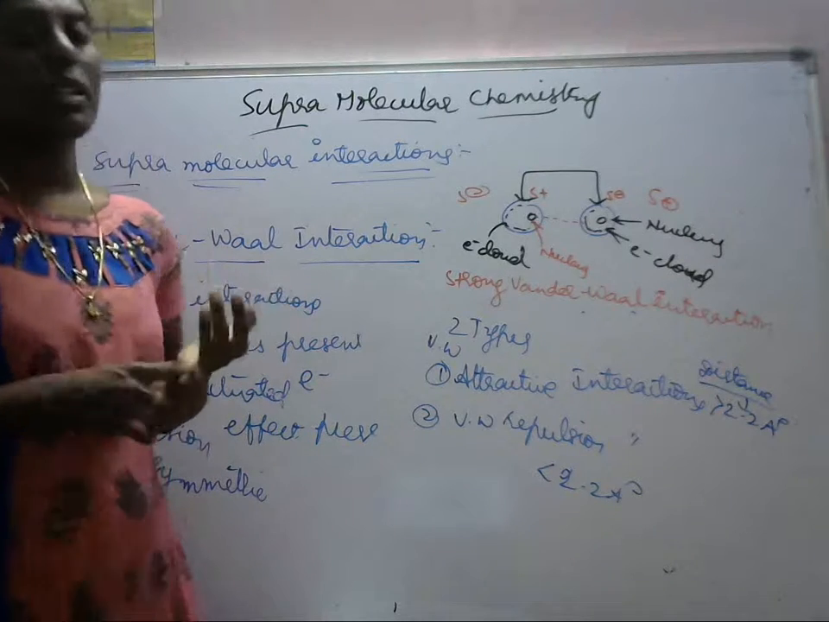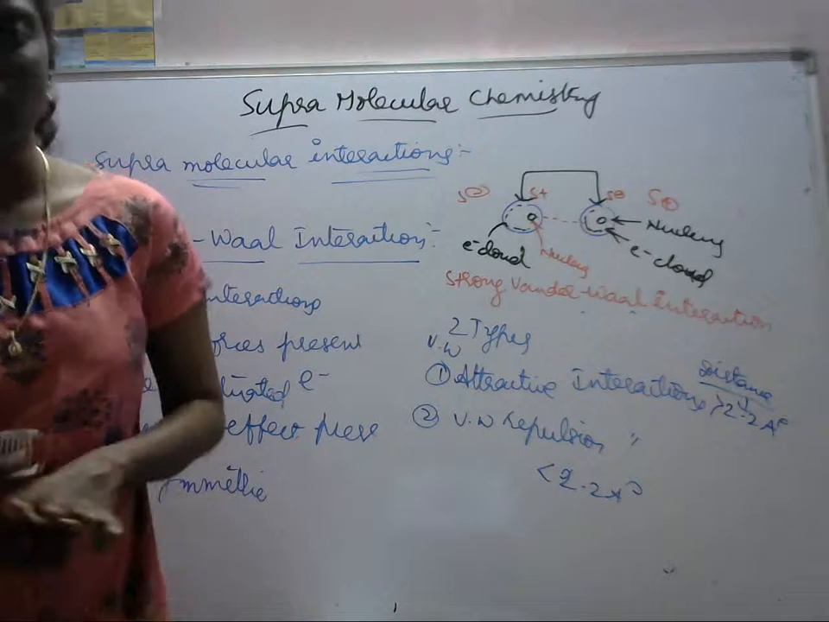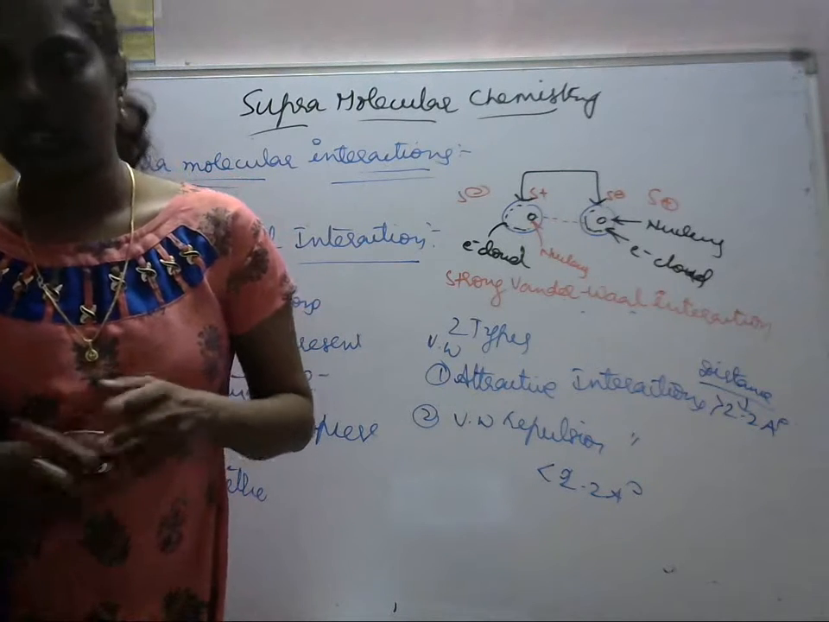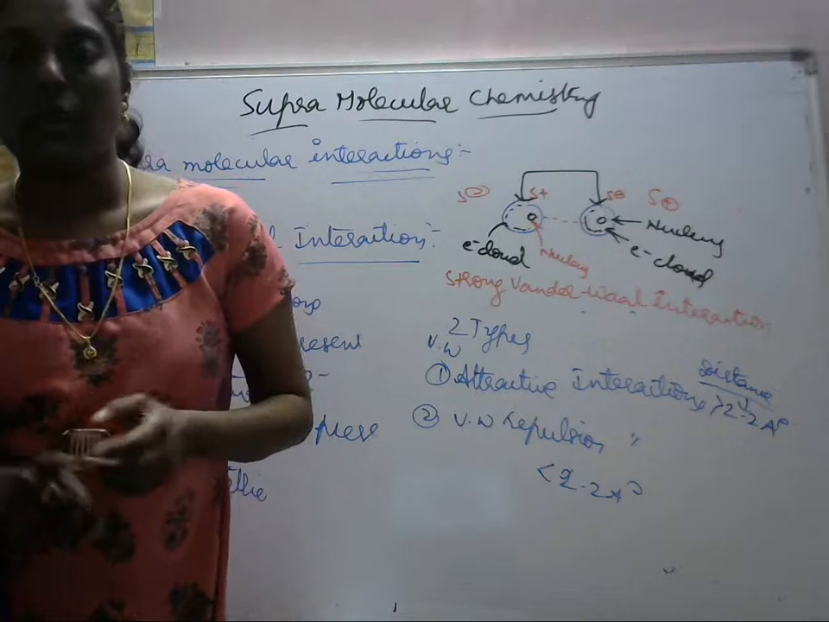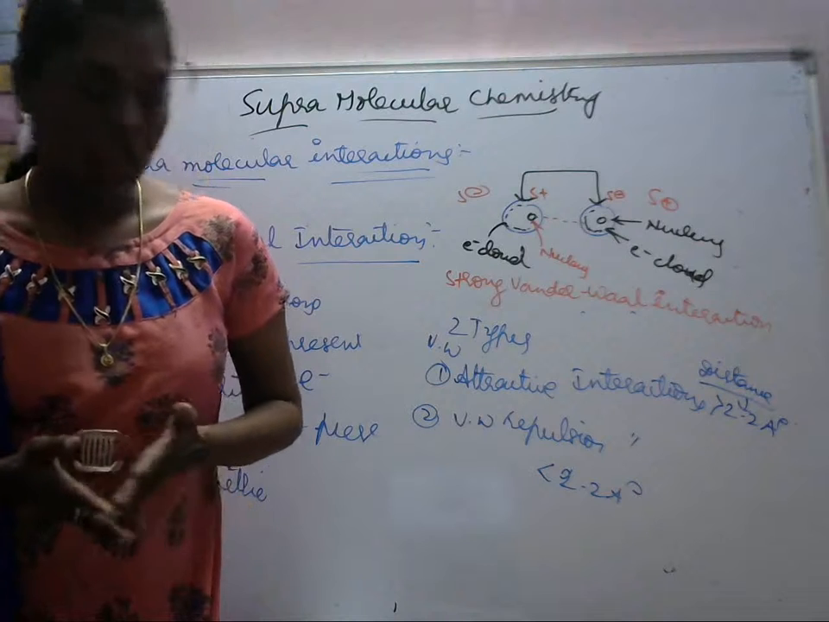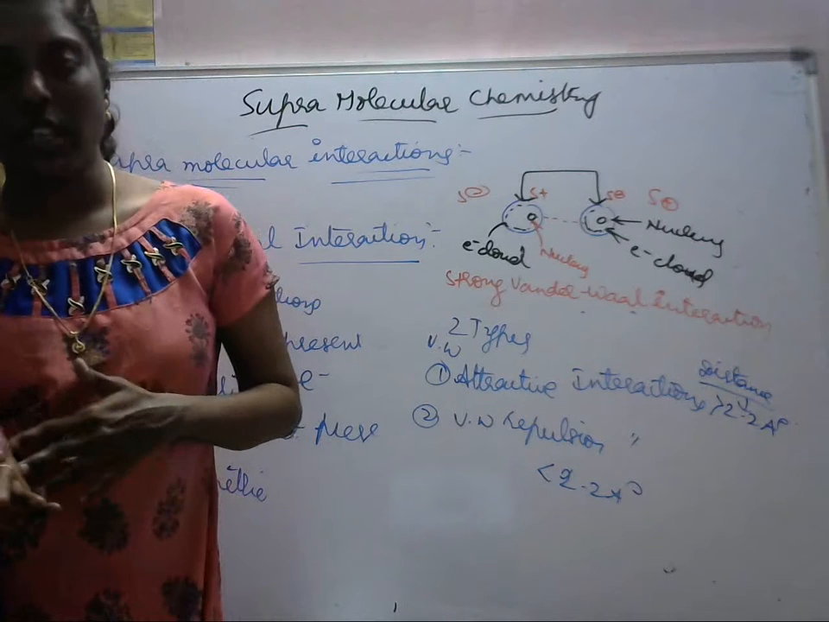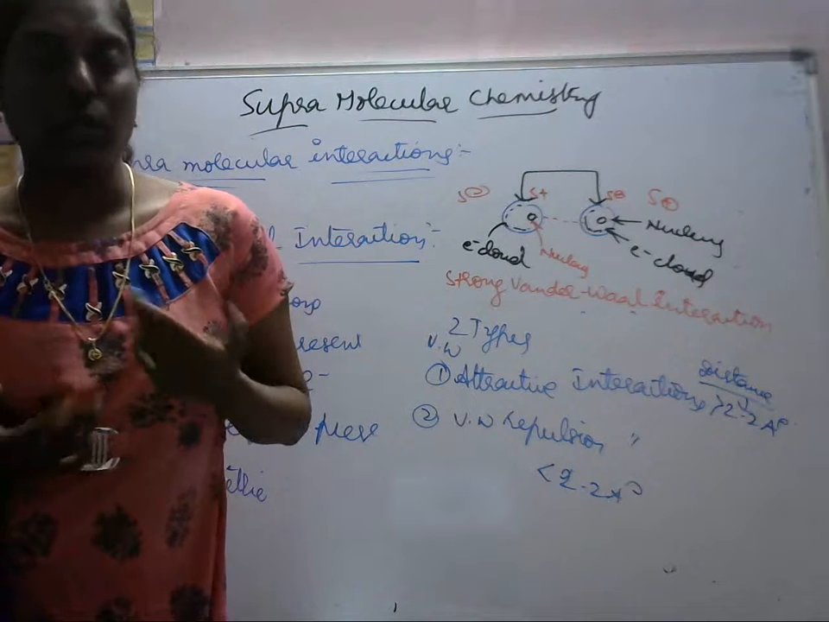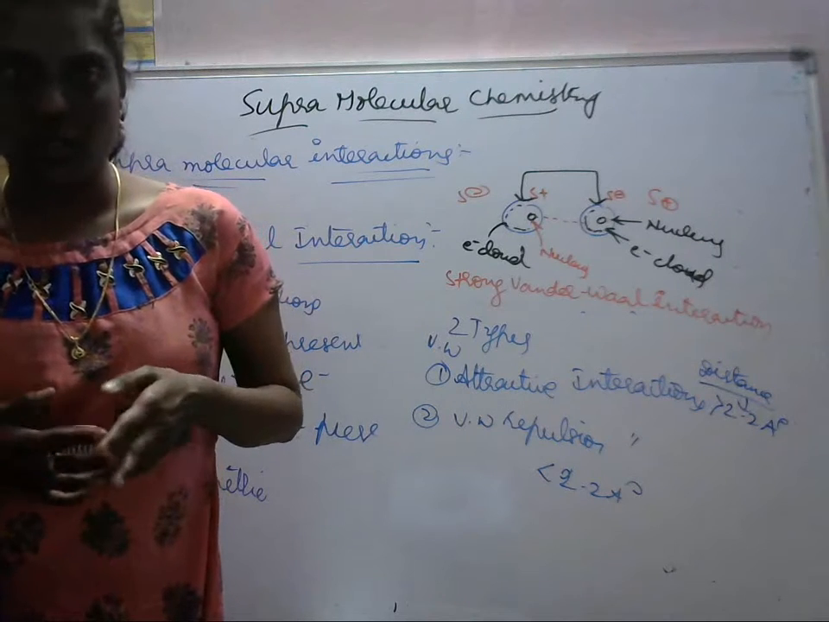In pi interactions there are four types. The first one is pi to cation interaction. What is the second one? Pi to anion interaction. What is the third one? Pi to pi face to face interactions. And the fourth one is pi to pi face to side interactions.